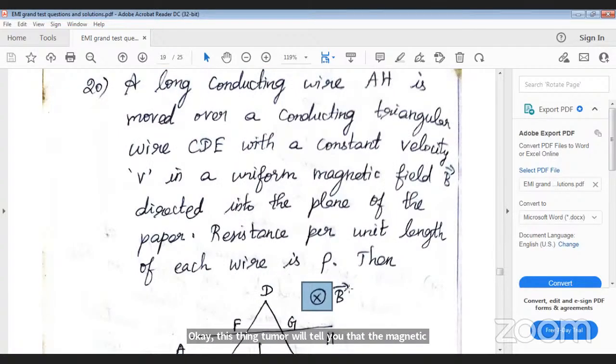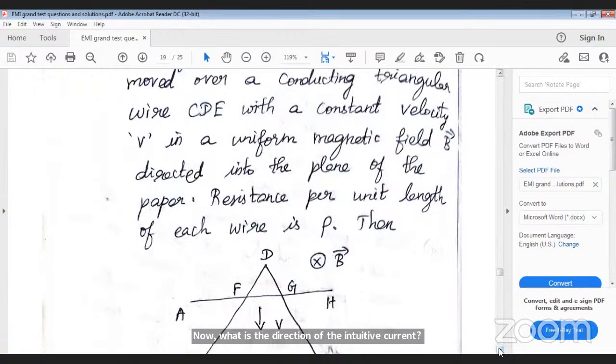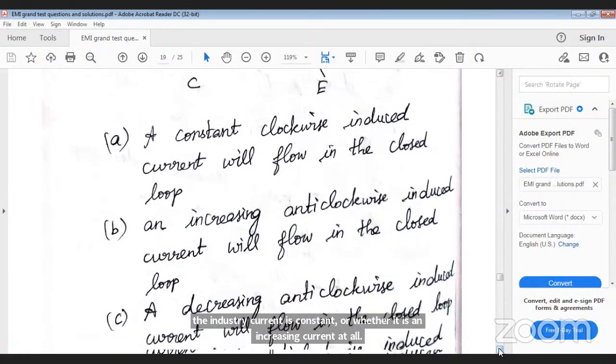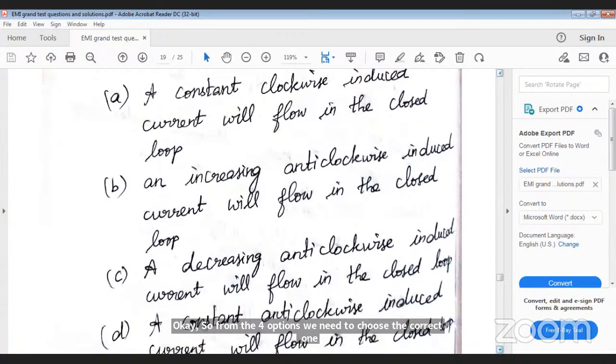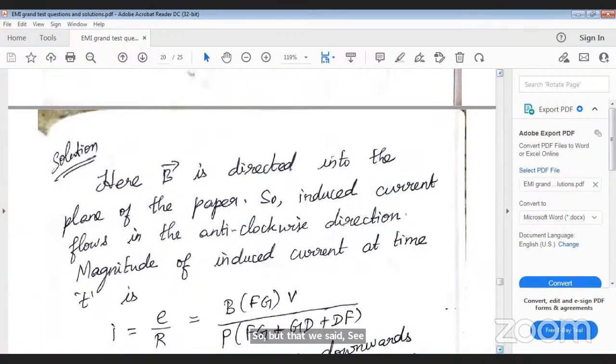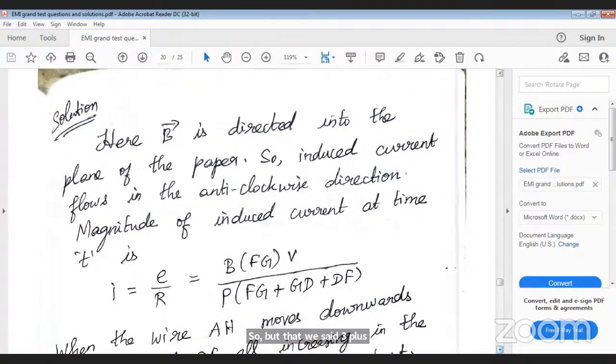So over the triangular shaped wire, another wire is moved. Due to that, you will be getting an induced EMF and an induced current. Now, what is the direction of the induced current? And we have to check whether the induced current is constant or whether it is an increasing current. From the 4 options, we need to choose the correct one. For that, we shall first see the basic concepts which you need to keep in mind.